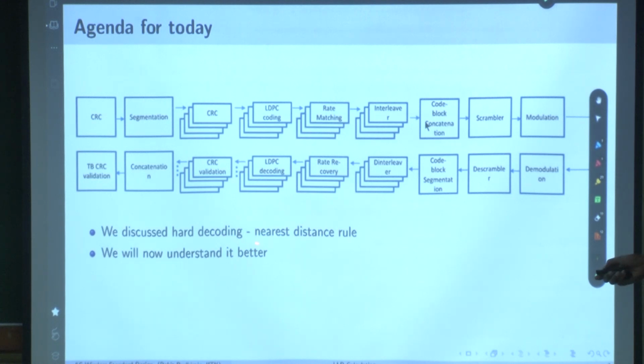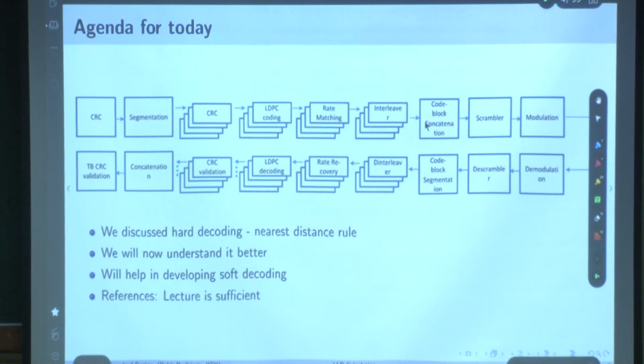Okay. I'll show you how this nearest distance rule is arrived at, and then build on top of it to show you how soft decision is done. So that will complete our understanding of this demodulation block. The first part will be devoted to understanding this hard decoding. We will develop the framework for how this nearest distance rule is derived, and then we will use this framework to develop the soft decoding. So if we understand this well, extending it to this is very easy. This lecture is sufficient for understanding this. No other notes are required.